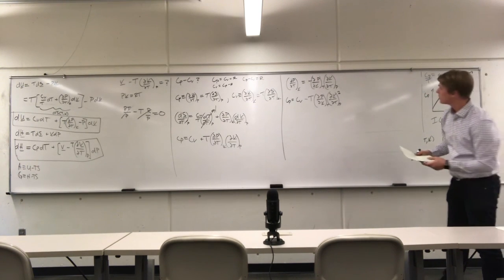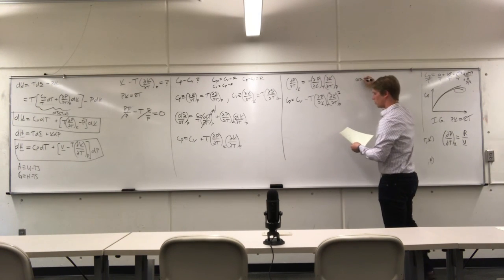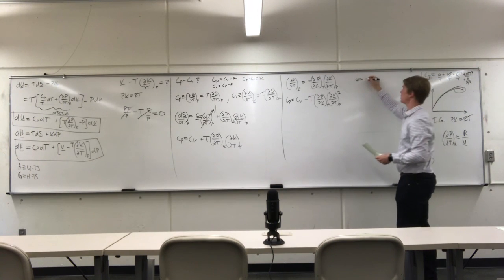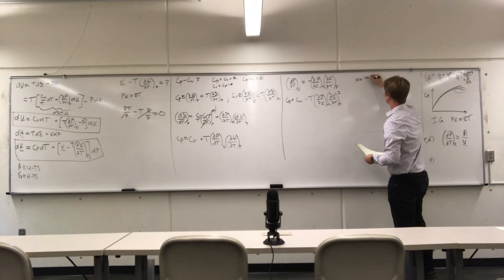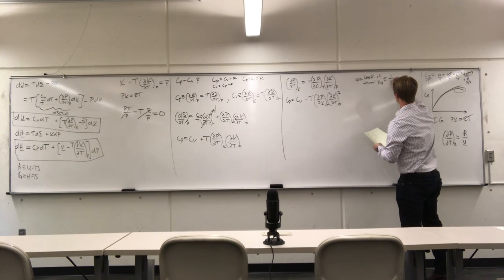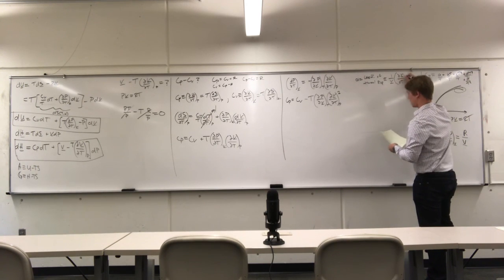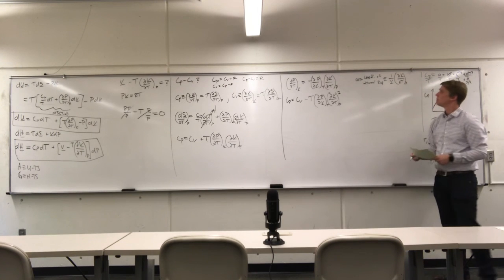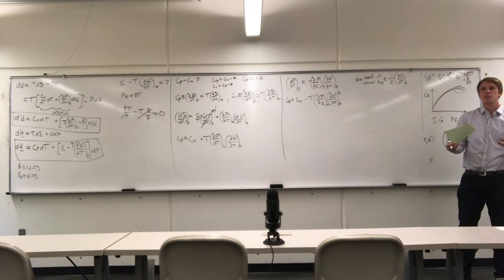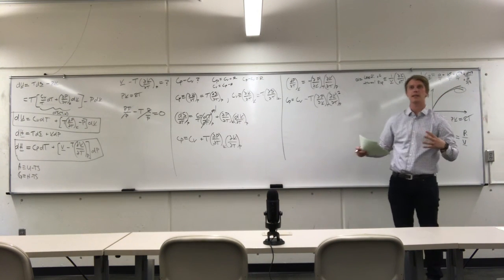Now the reason why we did this step is so we can insert these two definitions. Alpha is typically used for the coefficient of thermal expansion, which is defined as 1 over the specific volume times how the volume changes with respect to temperature at constant pressure. So if I heat this thing up at constant pressure, let's say atmospheric pressure, this tells me how much the system would expand.